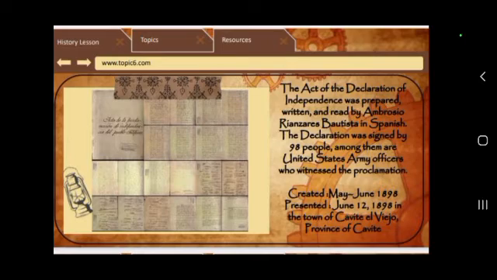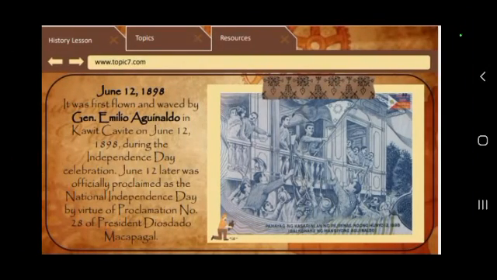So here are some proofs of the Declaration of Independence, and these are some evidence during the declaration signed by 98 people. On June 12, 1898, the flag was first flown and waved by General Emilio Aguinaldo in Kawit, Cavite.